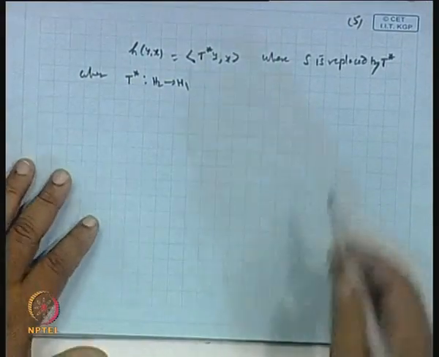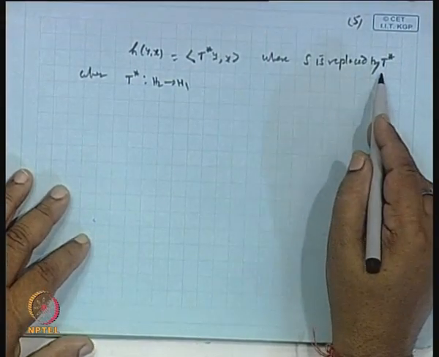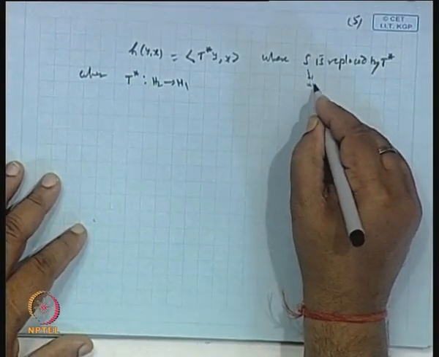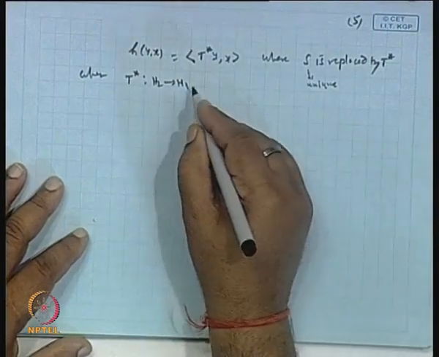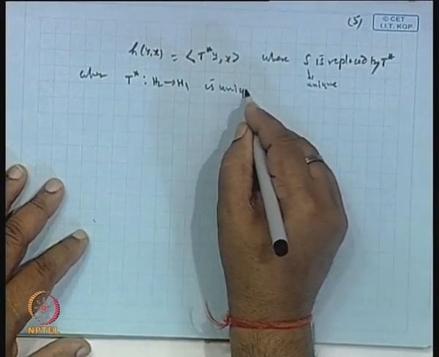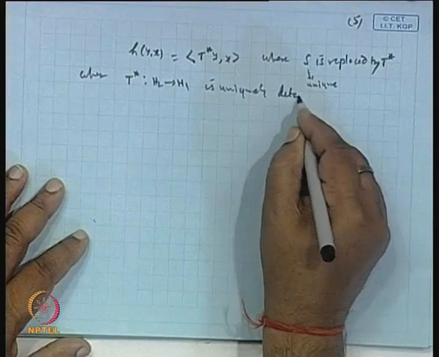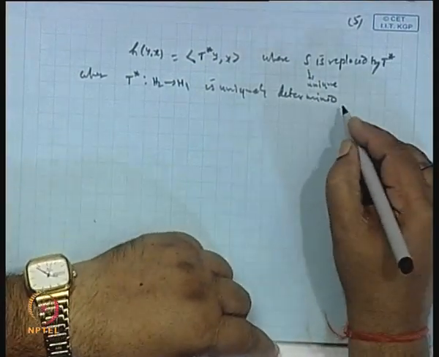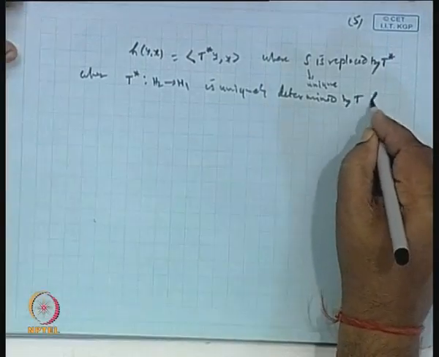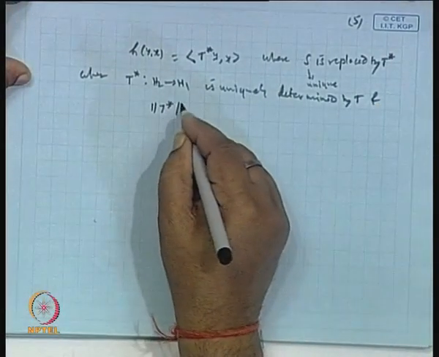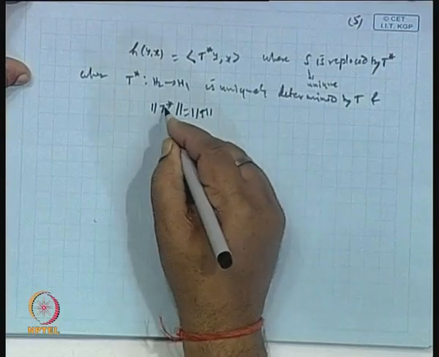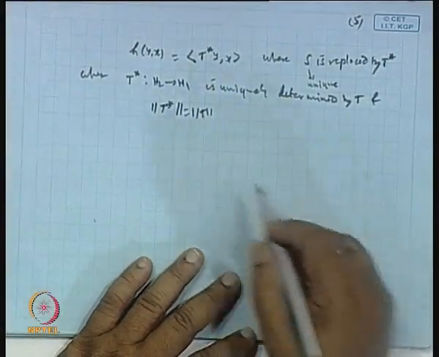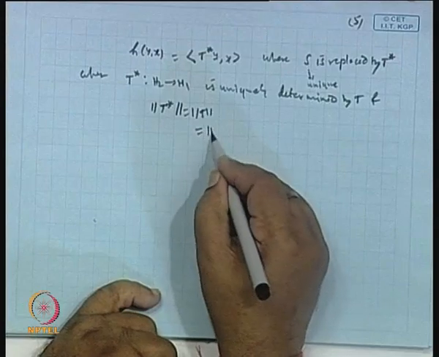Now, just like this, s is replaced by this. S is uniquely determined. This is unique. So this is also uniquely determined by T, is it not? By T, and it has the same norm as the norm of T, because norm of s equals norm of T. So it's clear. But norm of T is equal to norm of h. This is proved.